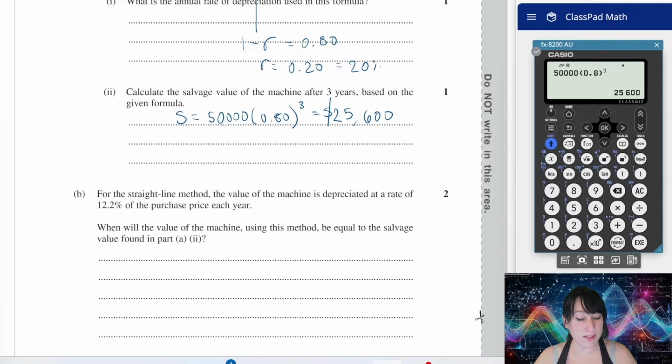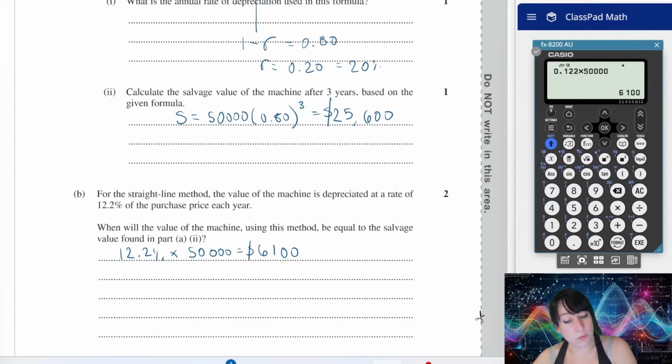Now for part B, for the straight line method, the value of the machine is depreciated at a rate of 12.2% of the purchase price each year. So that's different to declining balance. It's not 12.2% of the current value at each year, but of the original purchase price, which is a constant amount. So we want to work out what is 12.2% of the initial value, which again was 50,000. We'll multiply. That is $6,100 of depreciation per year.